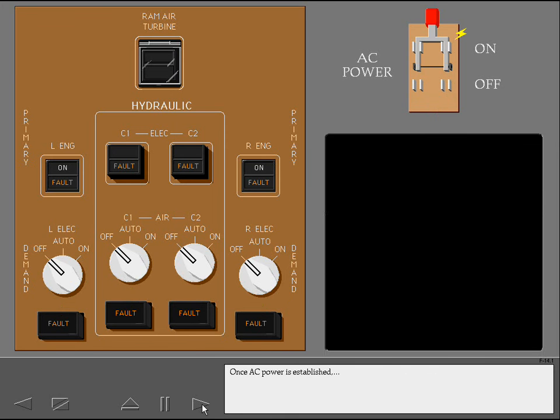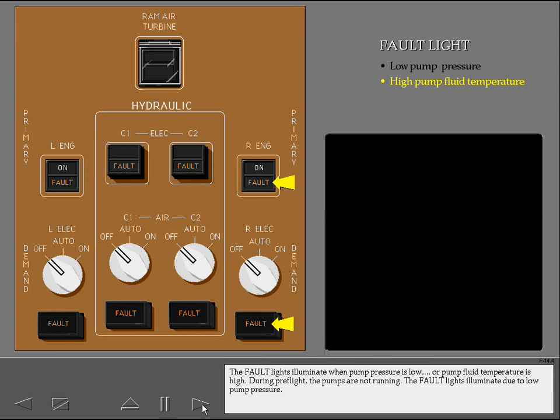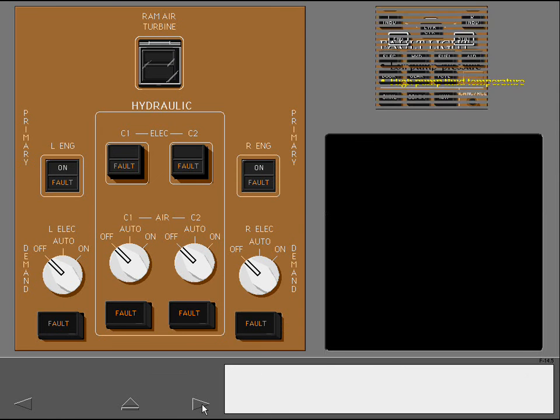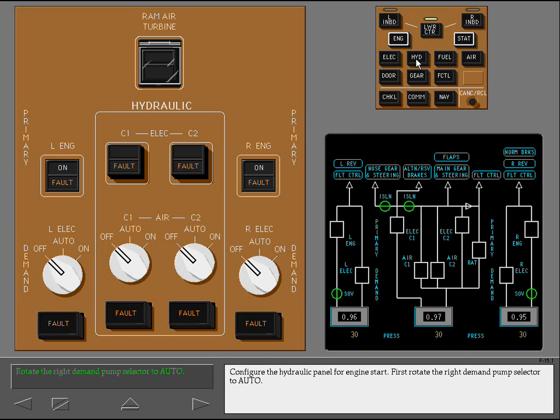Once AC power is established, the fault lights illuminate. The fault lights illuminate when pump pressure is low or pump fluid temperature is high. During pre-flight, the pumps are not running. The fault lights illuminate due to low pump pressure. Select the hydraulic synoptic. Configure the hydraulic panel for engine start.